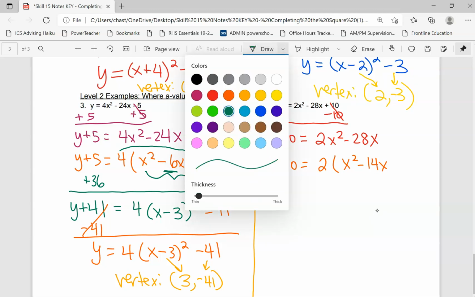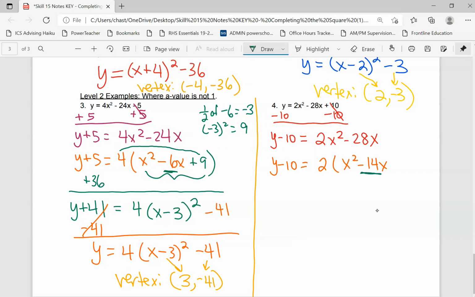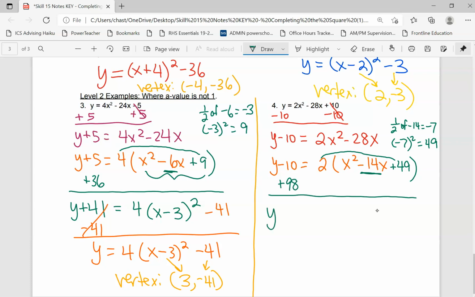And then we're going to complete our square, so we take half of the -14. Half of -14 is -7. And then we take that -7 and square it to get 49. So I added 49 here, but remember I have to add 2 times 49, which is 98. So y plus, let's see, -10 plus 98 is 88.